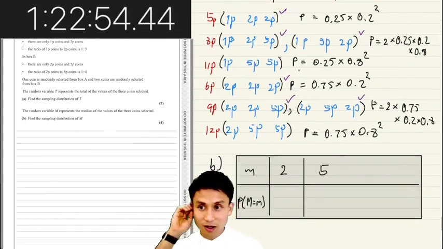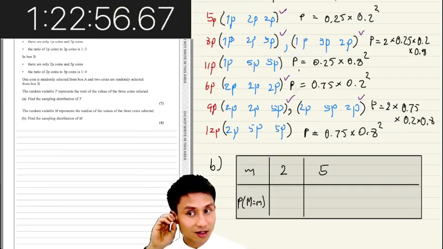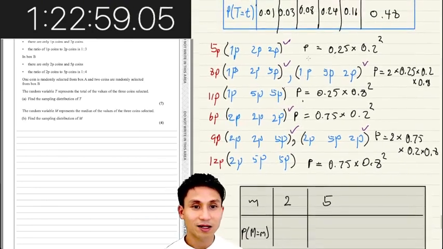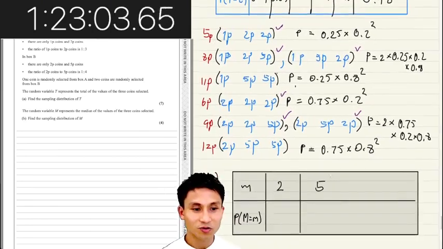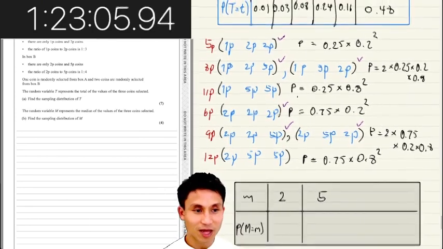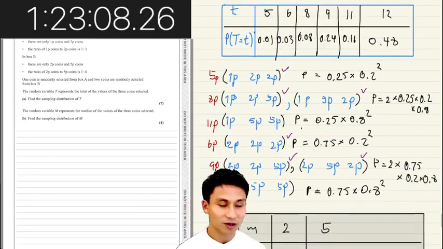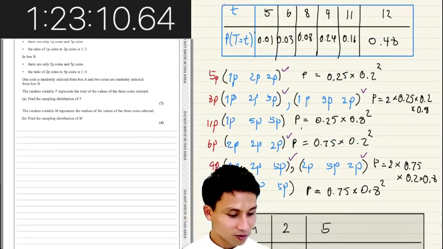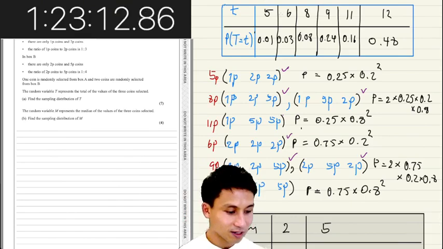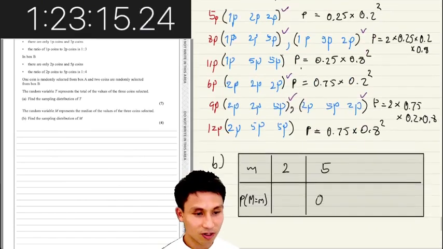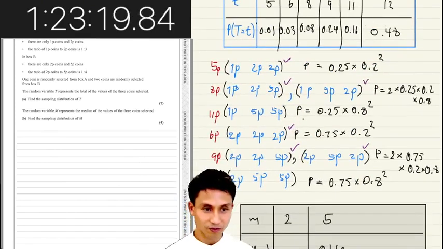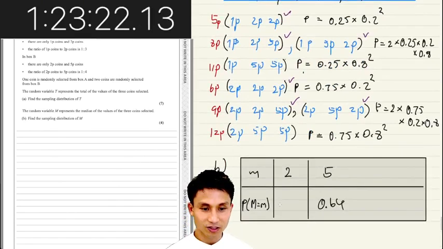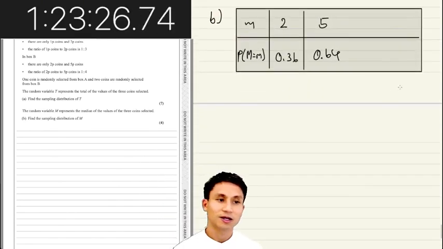So we're going to add up the 5s, because it's only the 11 pence and 12 pence cases from above. So that would be 0.16 plus 0.48, which is 0.64 here. Just these 2 cases give 5 for the median. And the other part is 0.36 there. Okay, so that's it.